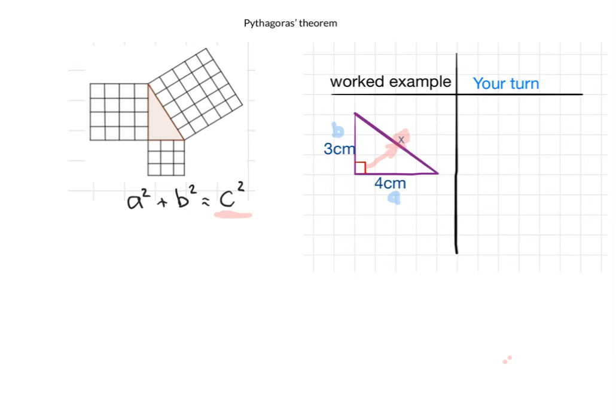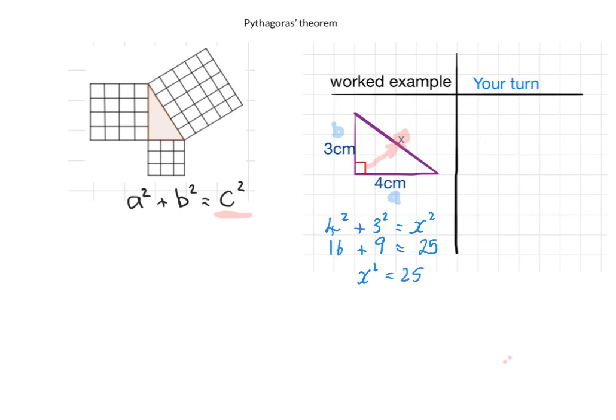So I've got 4 squared plus 3 squared is going to equal x squared. When I work those out, I've got 4 squared is 16 and 3 squared is 9. And so that's going to give me 25. And my x squared will equal 25.